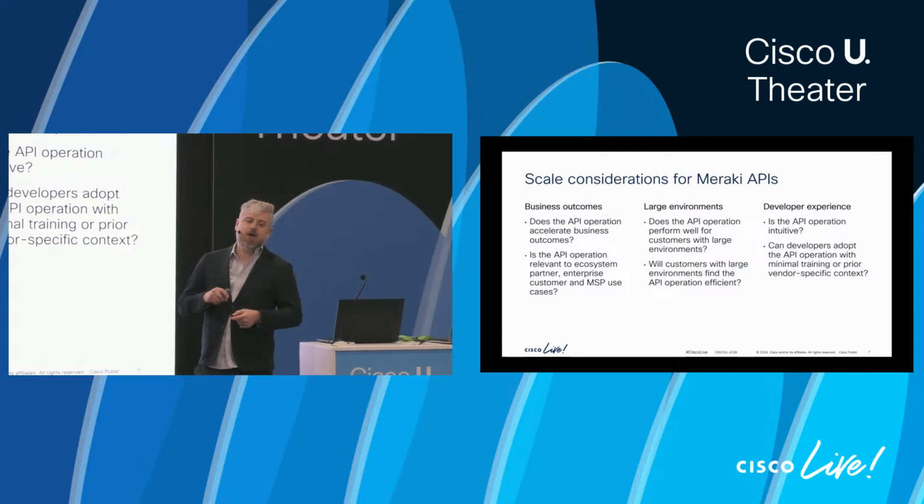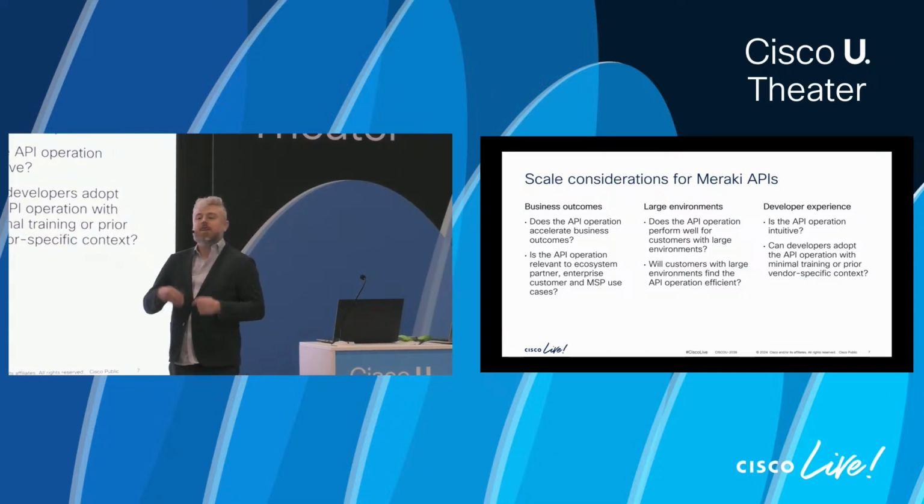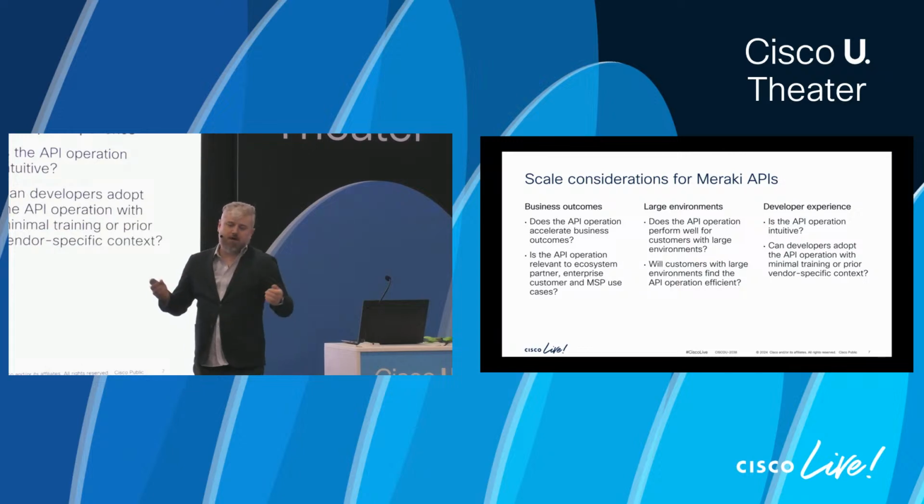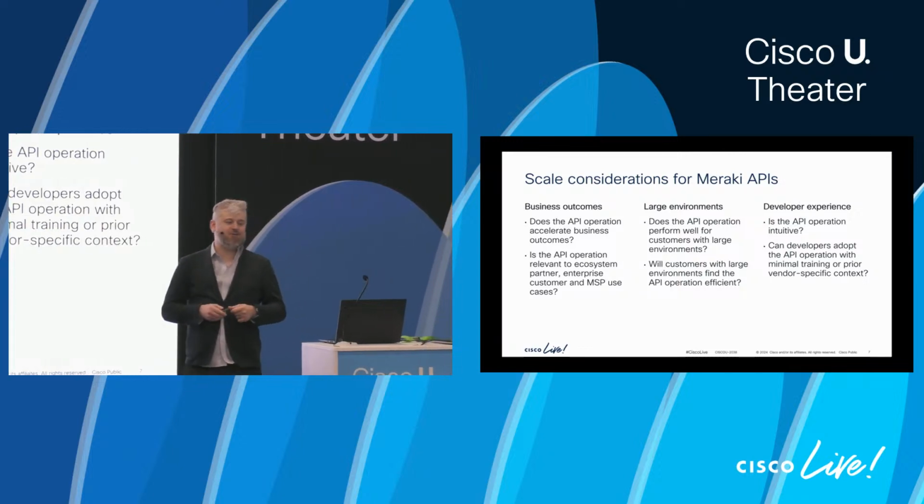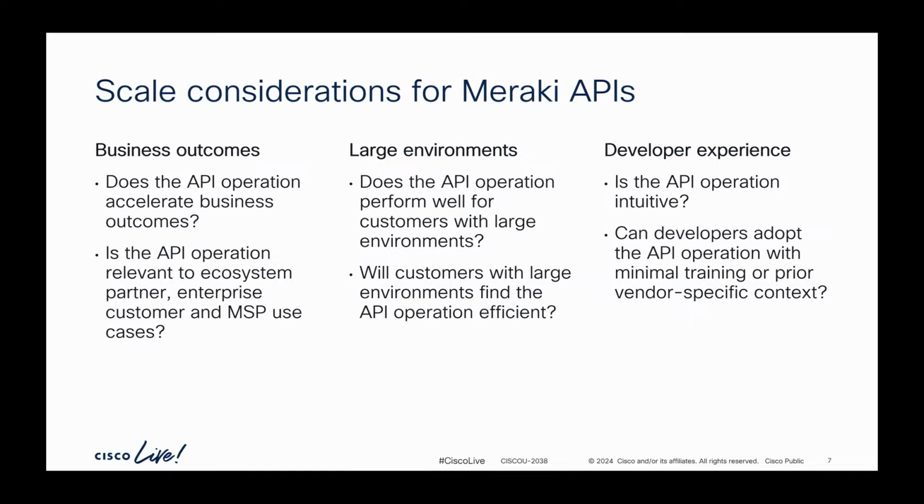So, does the API operation perform well if you have a large environment, right? If it works and you've got 5 devices, no one really cares. You don't even need an API, right? If you're only managing 5 devices, frankly, right? So that's number 2, right?